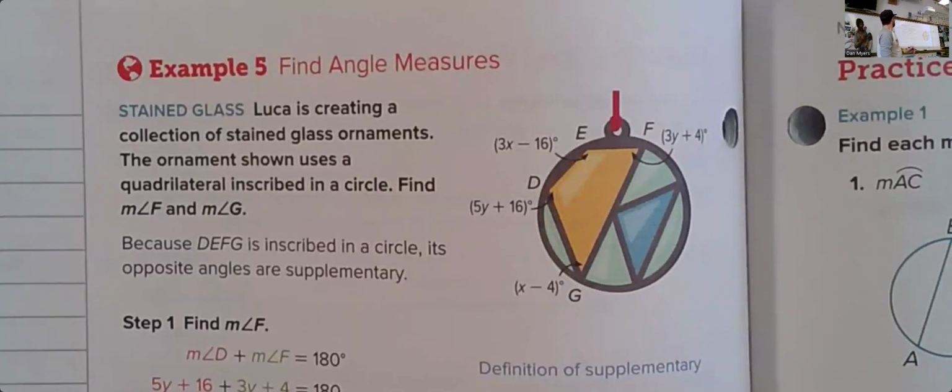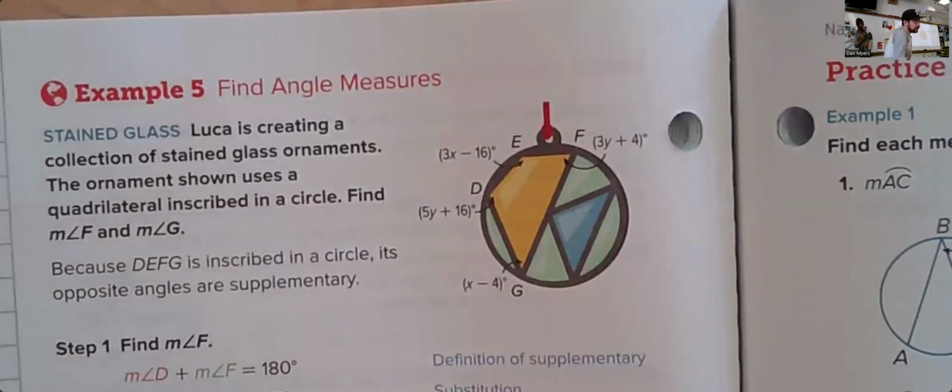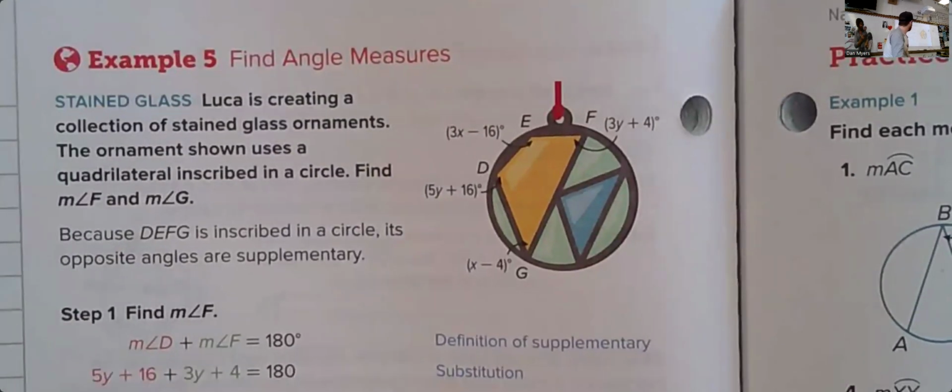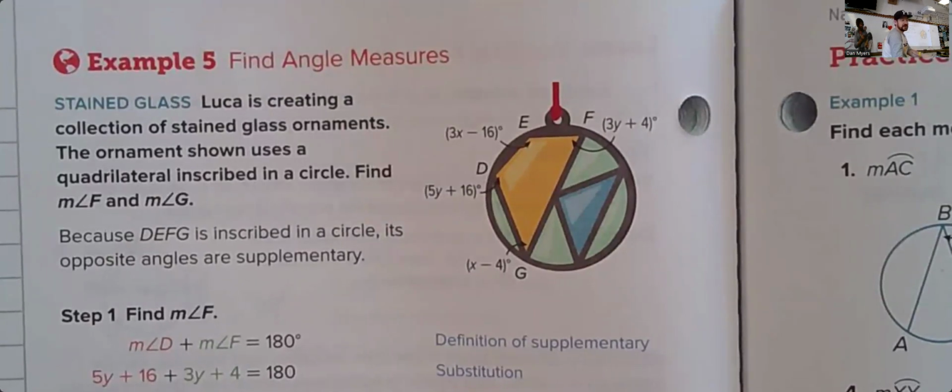Let's see. Find some angle measures here. Stained glass. We got a stained glass ornament. Luca is creating a collection of stained glass ornaments. The ornament shown uses a quadrilateral inscribed in a circle. Find the measures of angles F and G. So we are talking about that yellowish, orangish quadrilateral that is not a triangle. We know that opposite angles in a quadrilateral that are inscribed in a circle have what relationship?